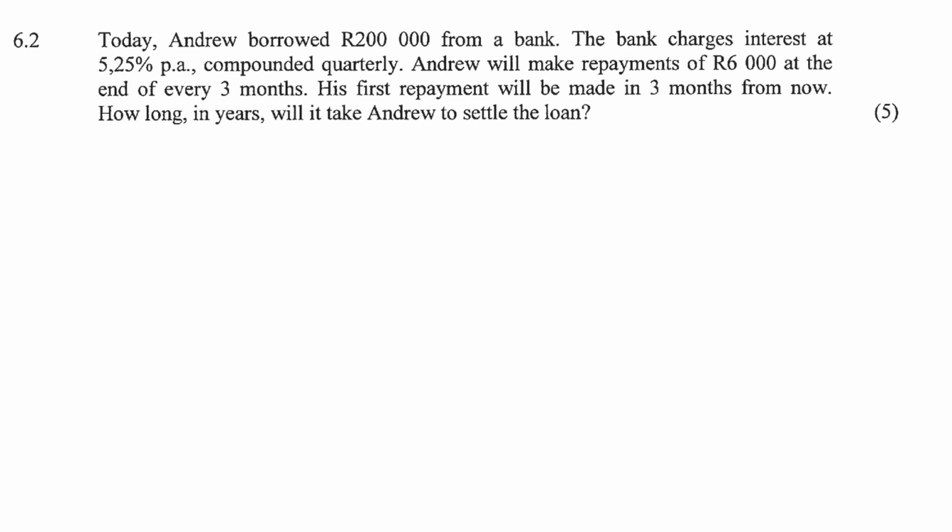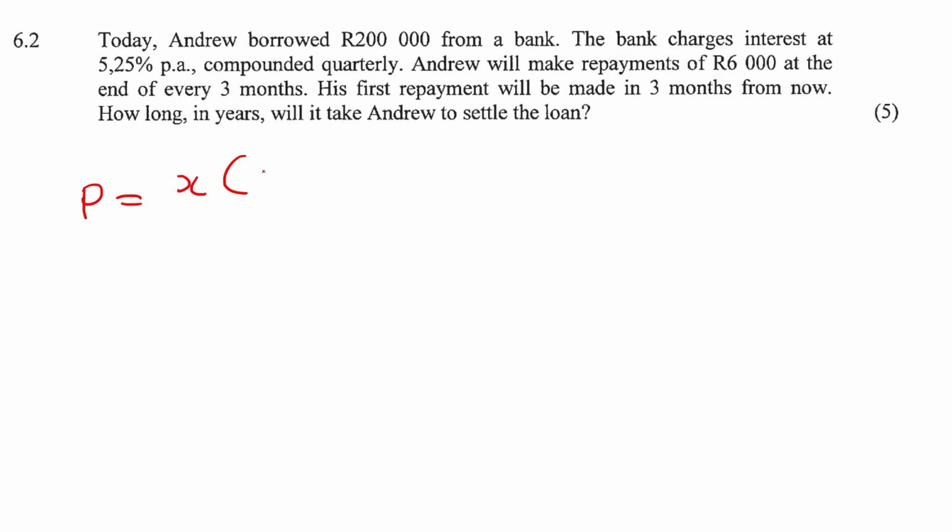Today, Andrew borrows 200,000 Rand from a bank. The bank charges interest at that. Andrew will make repayments of 6,000 Rand at the end of every 3 months. His first payment will be made then. How long will it take to settle the loan? Okay, so this is a grade 12 financial maths question. This 200,000, is that money that Andrew will have today or in the future? Today. So we're going to use the present value formula.